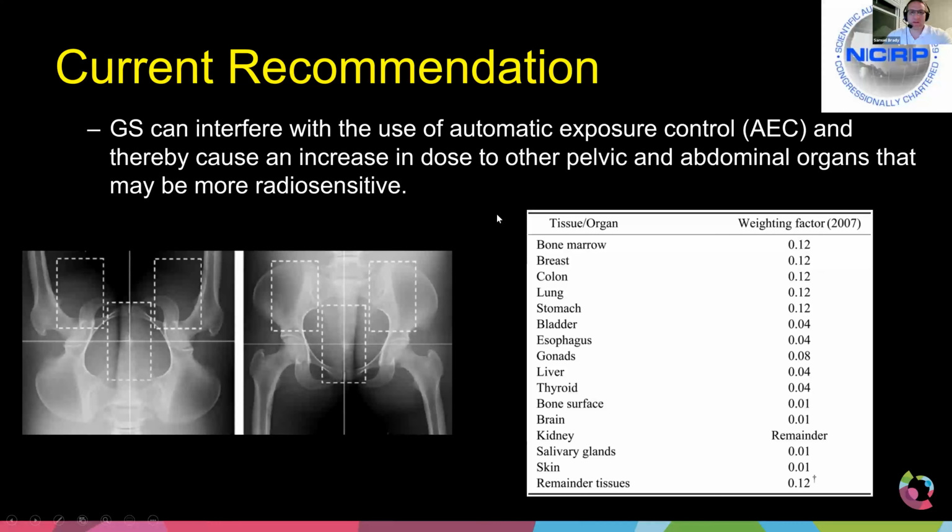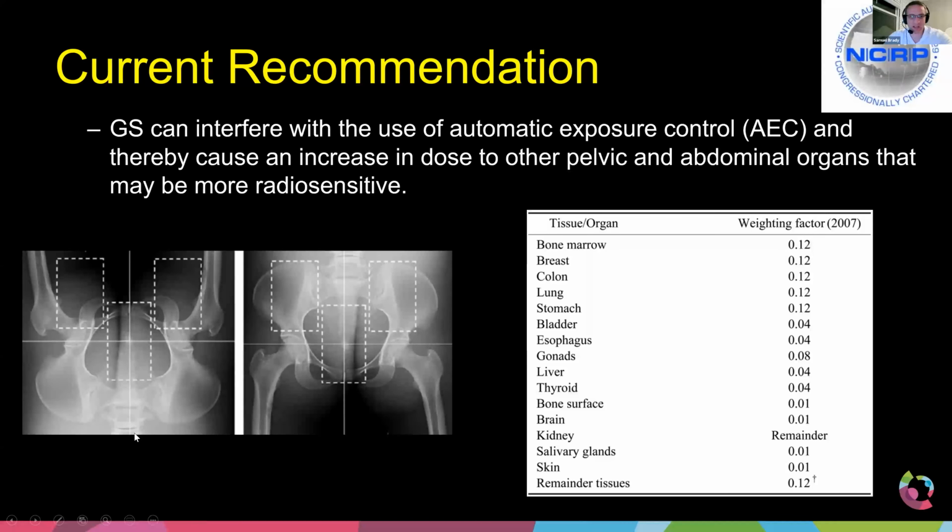All right. Another thing that they talked about that risk is gonadal shields can interfere with the use of the automatic exposure control, the AECs. And therefore, they can actually cause radiation to go up when we image with AEC. And so if you put the shield, so here these little dashed lines represent areas of where the ion chambers for the automatic exposure control systems would be located in these images.